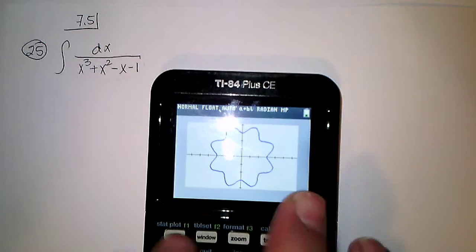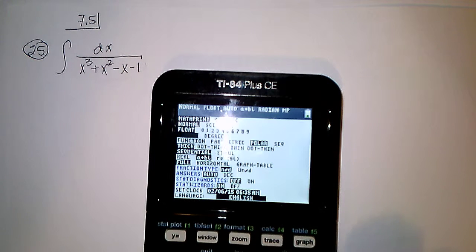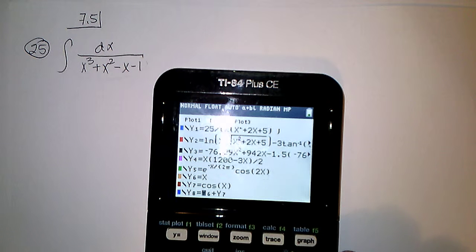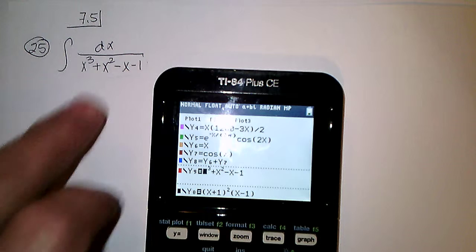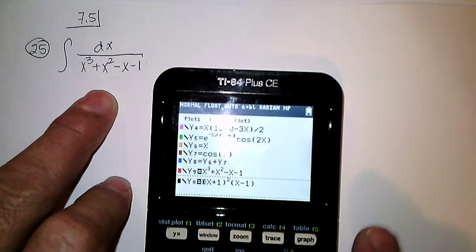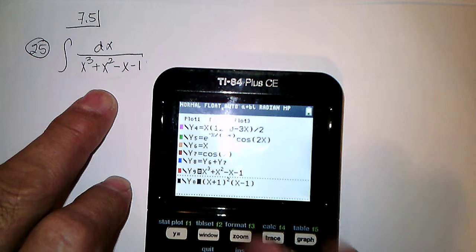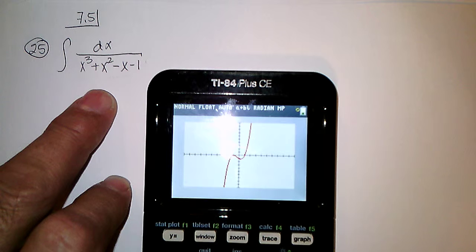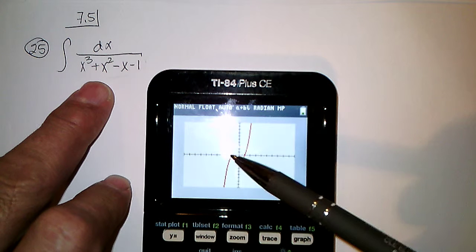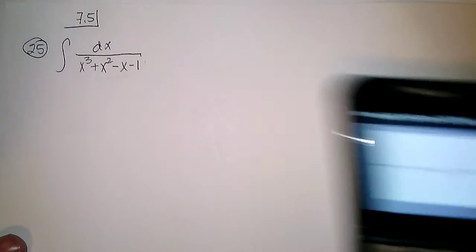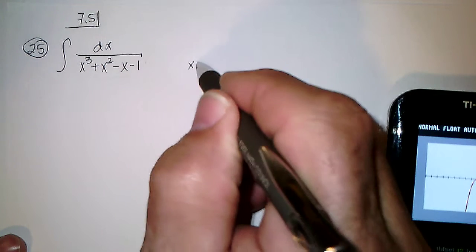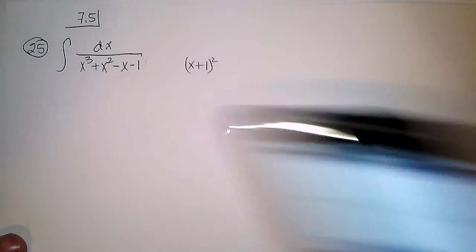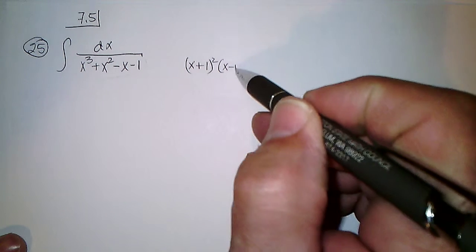Let's go out of polar into regular function. And looks like I got a bunch of things in here. Let's see if I got it. Oh, I think that's it right there. So I'll turn that one on, come down here, turn this off. And if I go zoom 6, it looks like it does a bounce at -1, so that means x plus 1 squared, and it goes straight through at +1, so it means x minus 1 is a factor.